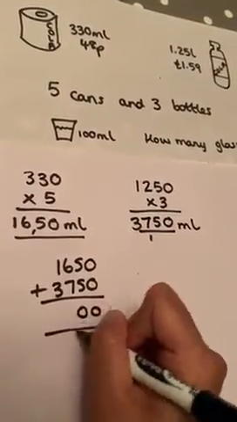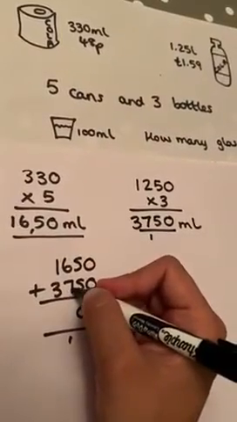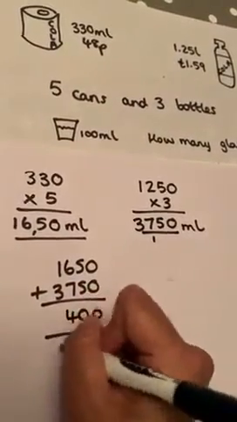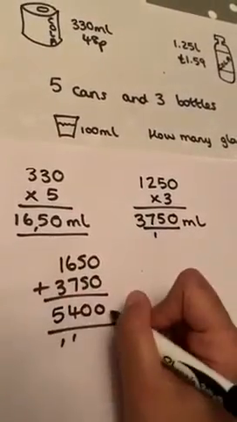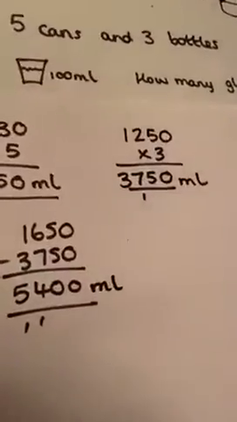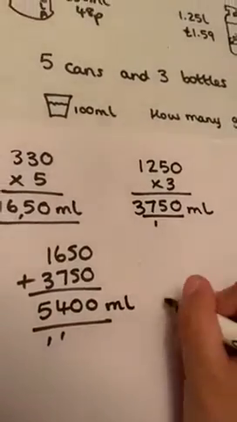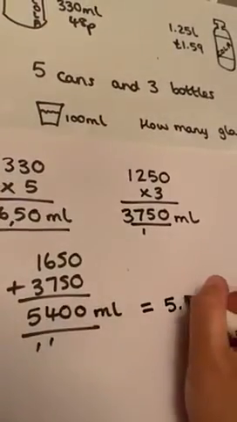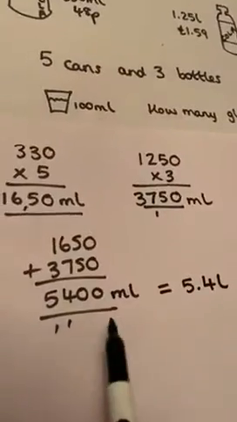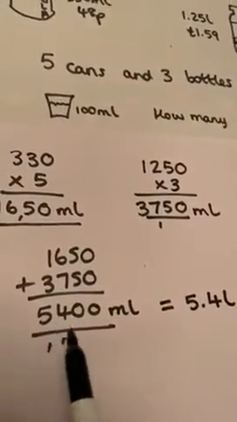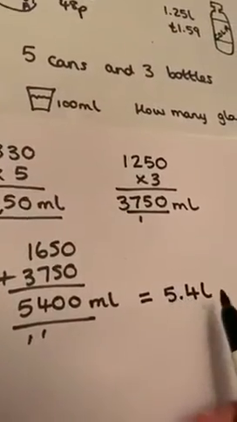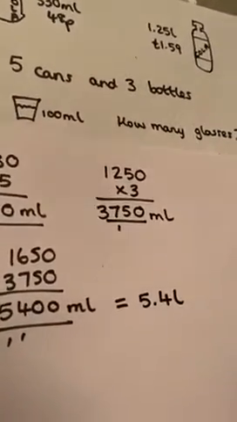5 and 5 is 10, carry the 1, 6 and 7 is 13, plus the 1 is 14, 1 and 3 is 4, plus the 1 is 5. 5,400 millilitres, which is the same as 5.4 litres. Remember, we divide by 1,000. We've said 5,400, so it's 5 whole ones and then the decimal.